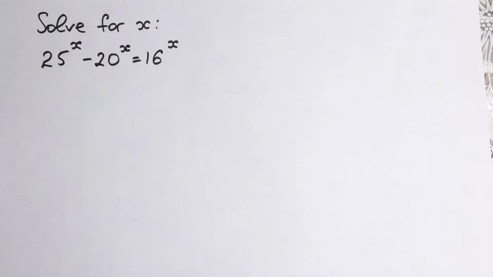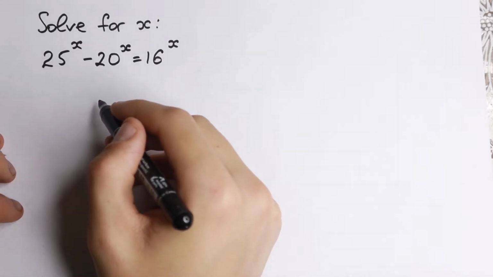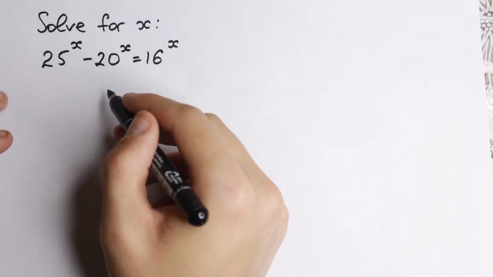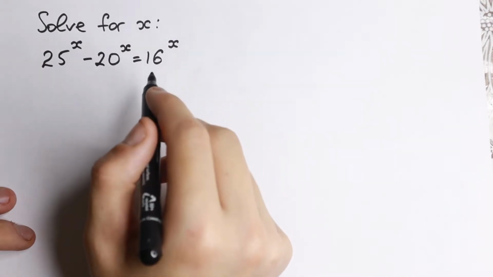Really interesting exponential equation today. We have 25 to the x minus 20 to the x equal to 16 to the x. How can you solve this interesting question? At first sight, this equation is really hard because we have all different bases right here. But we can easily start to simplify this step by step.